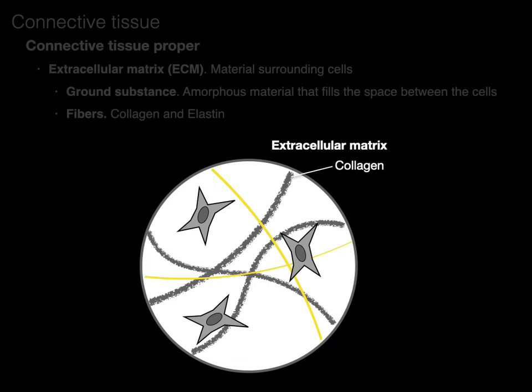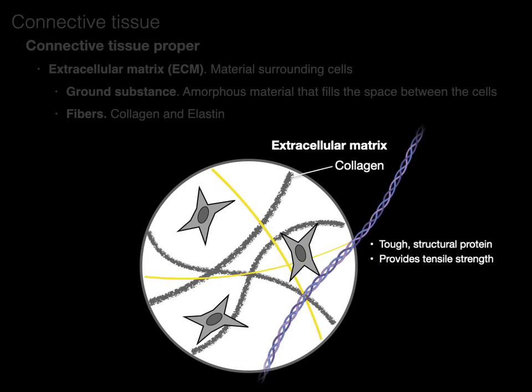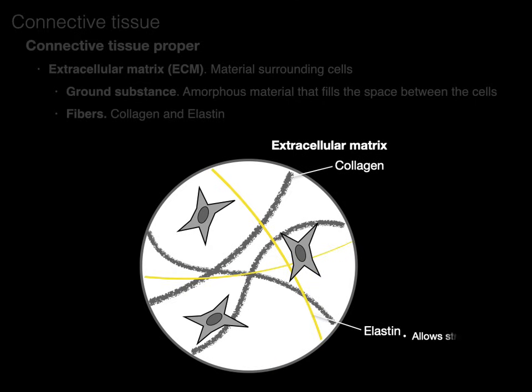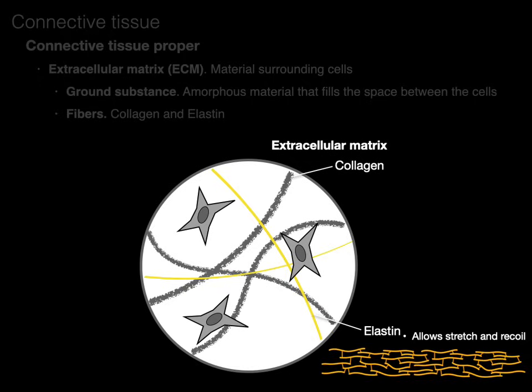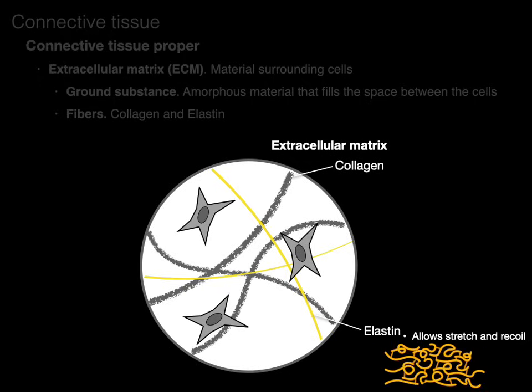And also in the extracellular matrix are fibers like collagen, this really strong structural protein. It's a tough structural protein. It provides tensile strength. There's more than 15 types of collagen in the body. It's the most abundant body protein we have. And then in yellow is elastin, which allows stretch and recoil like this. And this is what allows things like your skin to stretch and then go back to its normal shape.